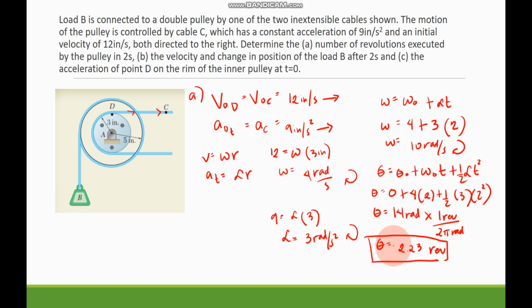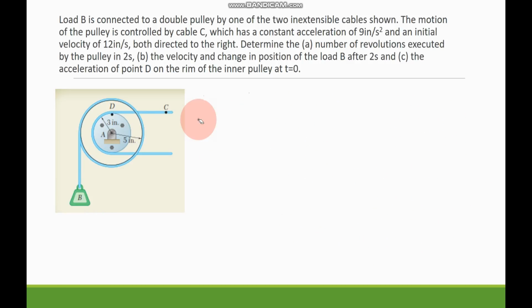And then for letter B, the velocity and change in position of the load B after 2 seconds. So for letter B, we will solve the velocity and change in position of load B after 2 seconds. We will determine the change in position of this load and its velocity at 2 seconds.